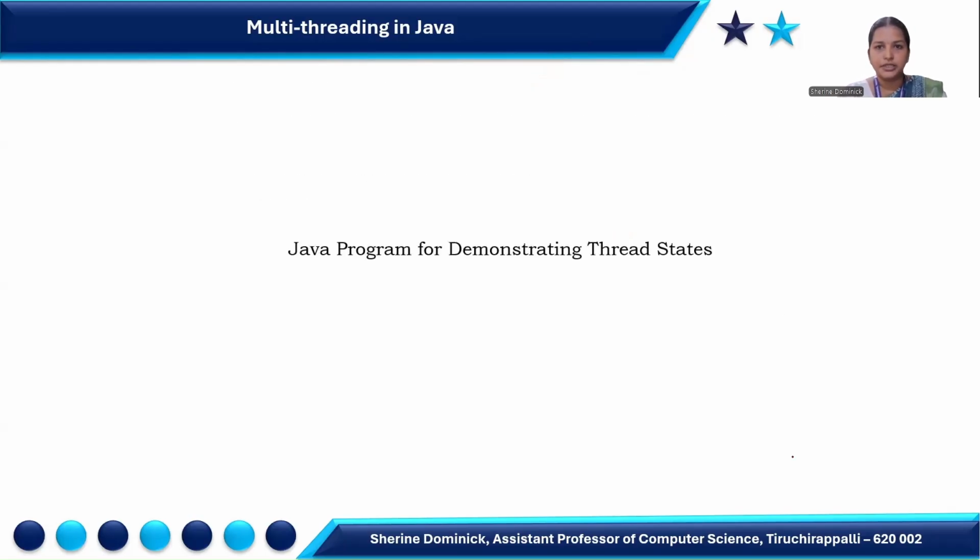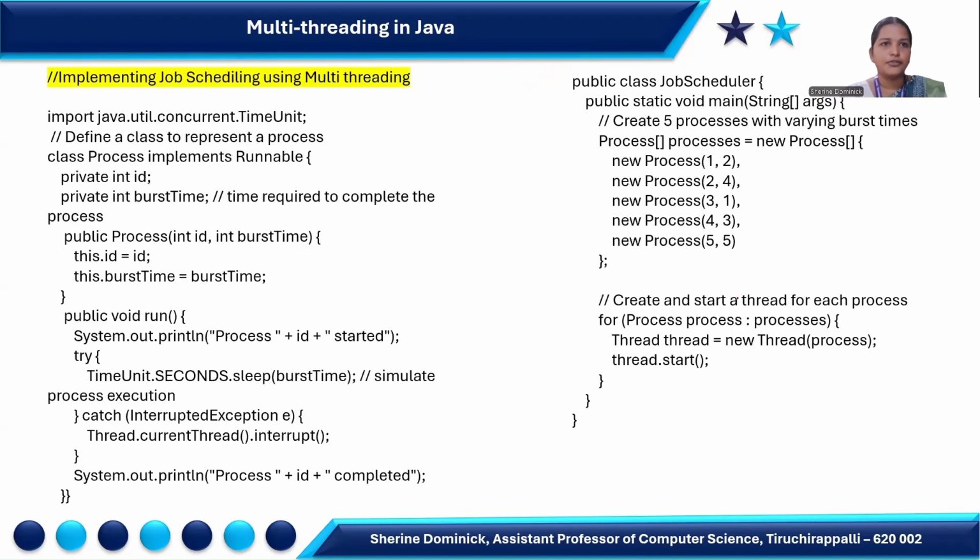We have an example here to demonstrate the thread states. First, we have a class called Process. It implements the Runnable interface. As I said, there are two ways in which we can implement multi-threading. Here we are implementing it using the Runnable interface. We are using two variables, ID and burst time.